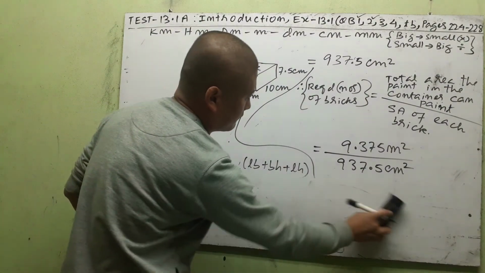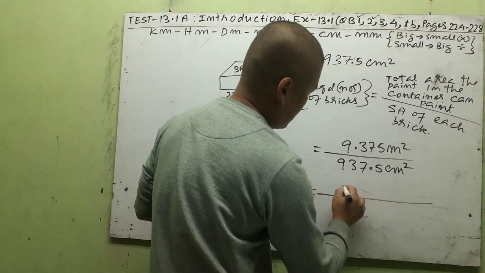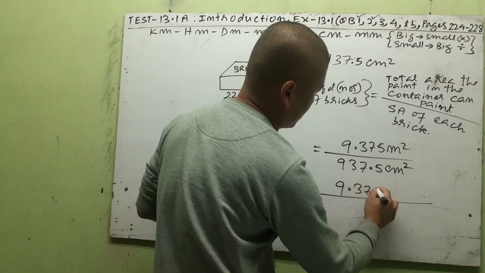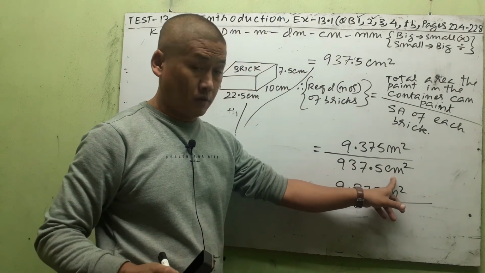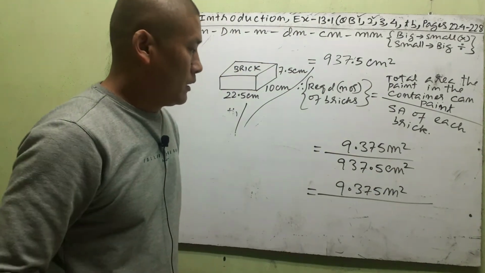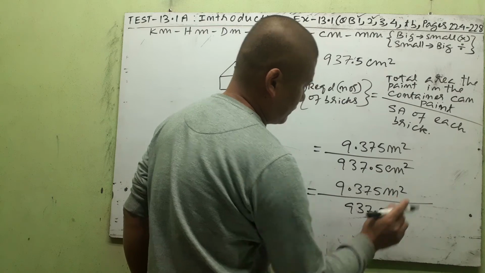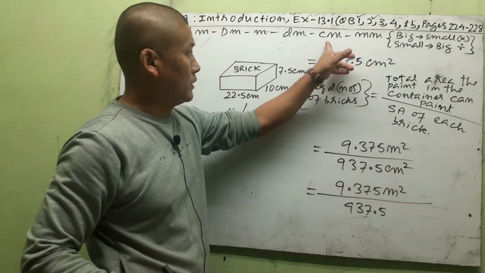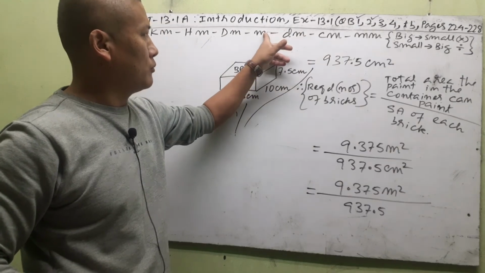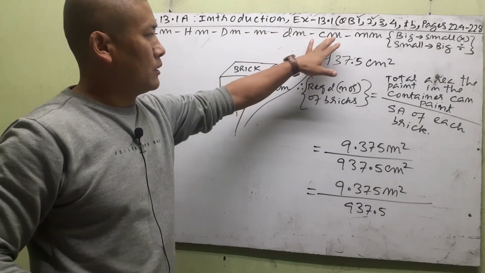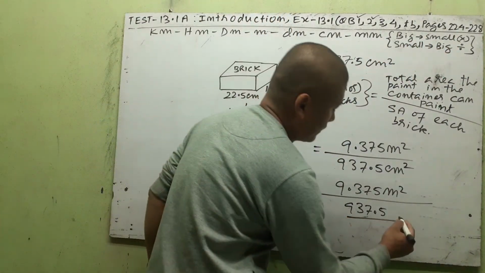So now we have to convert this. Let us just keep the meter square as it is, 9.375, which means we will change the centimeter square to meter square to match up. So if you want to change this 937.5 centimeter to meter, then without counting the first one, 2 places you have to move to the left, meaning you're changing small to big, so divide. So small to big, divide.